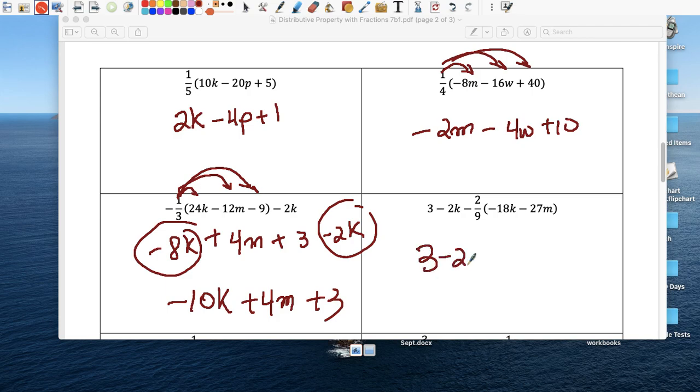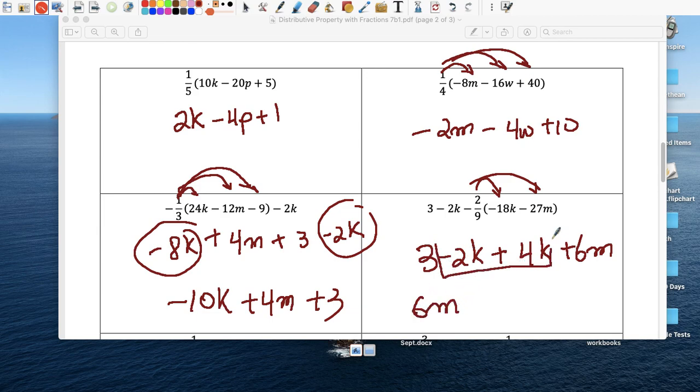3 minus 2k, they do nothing. Now these two, negative and negative is a positive, and 2/9 of 18. 18 divided by 9 is 2, and times 2 is 4. Okay. 27 divided by 9 is 3, and then times 2 is 6, plus 6m. So it's 6m. Combine these two, will give me plus 2k, and then the 3 goes in the back, and it's plus 3.